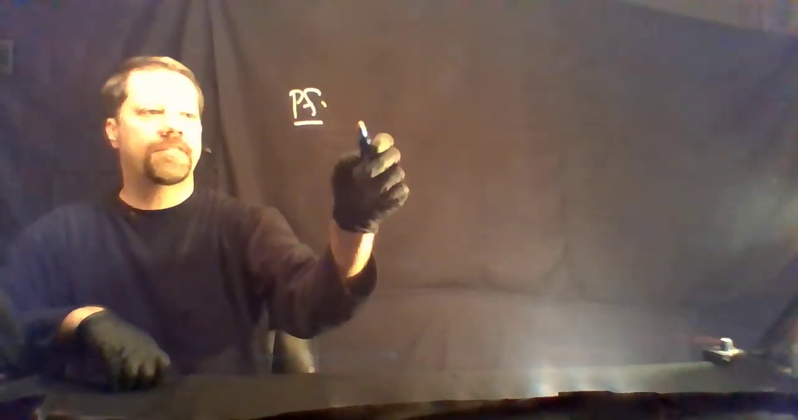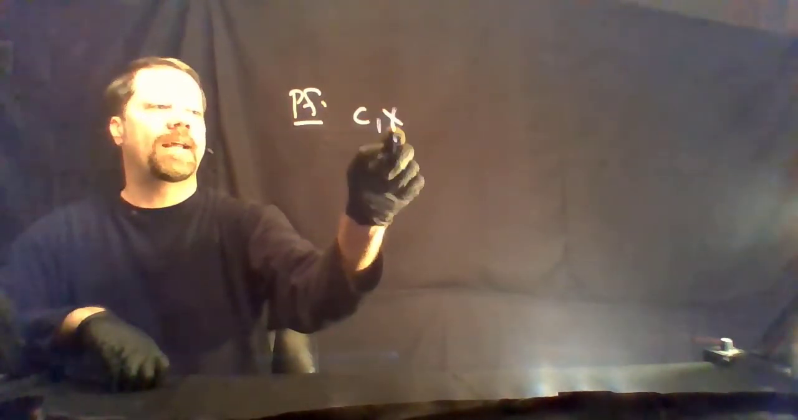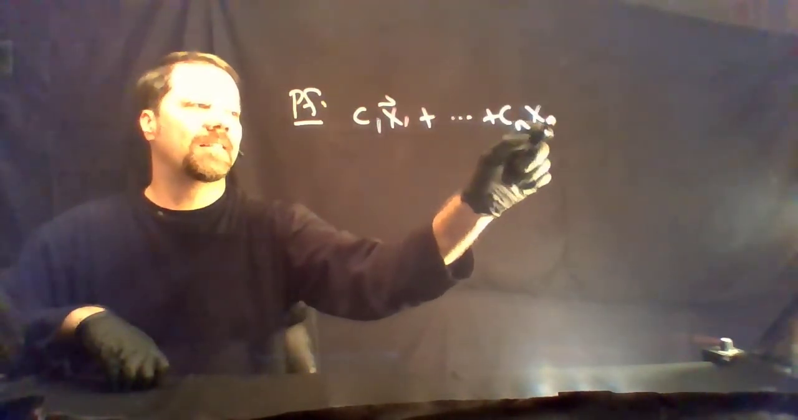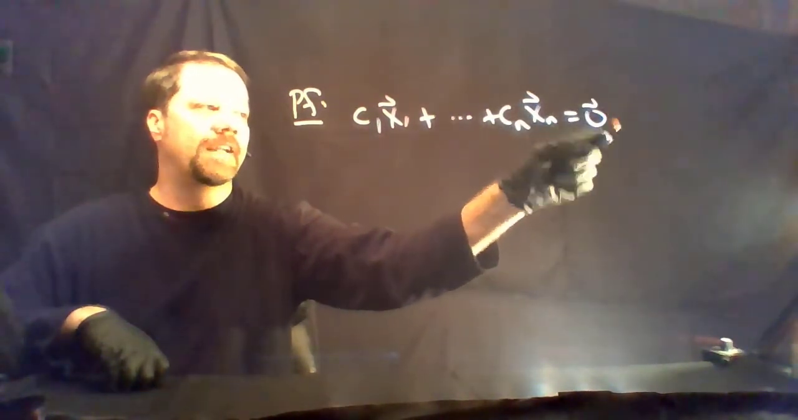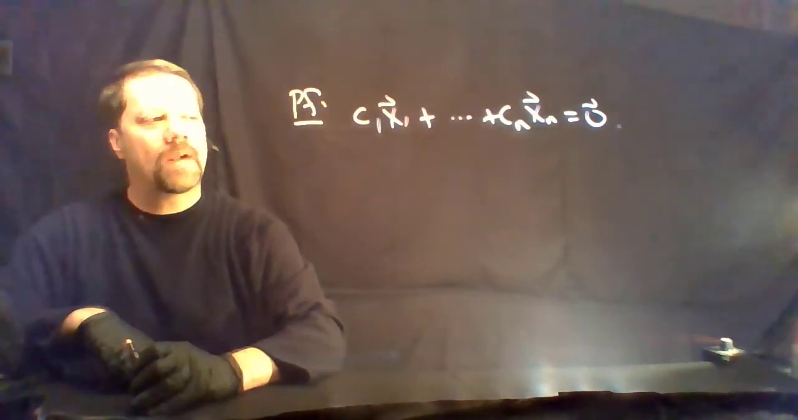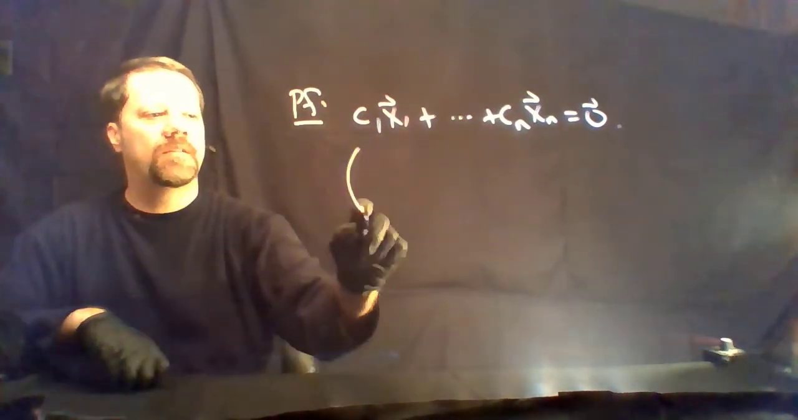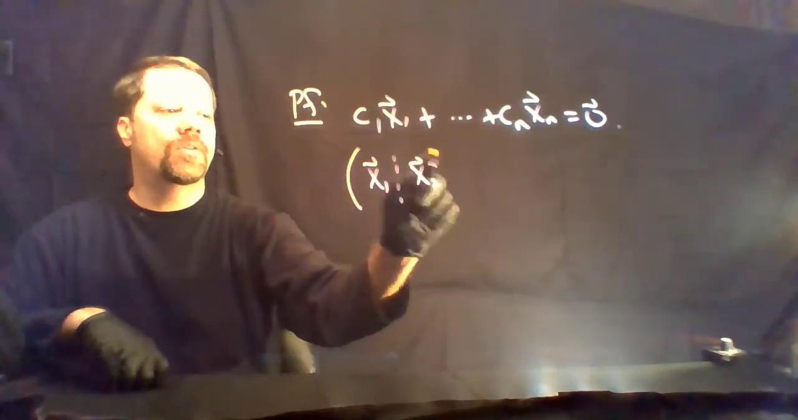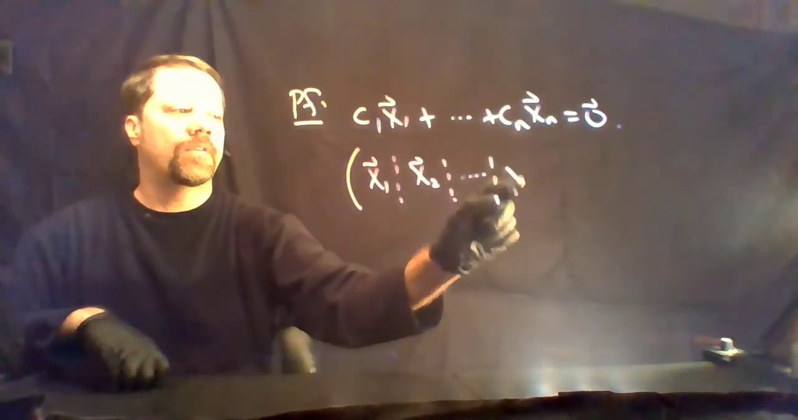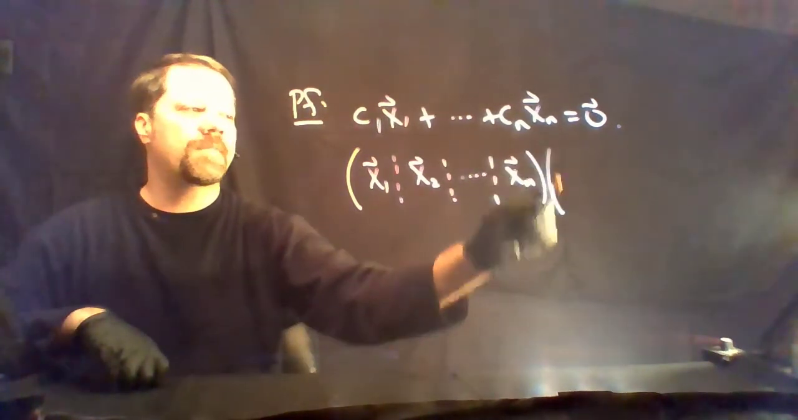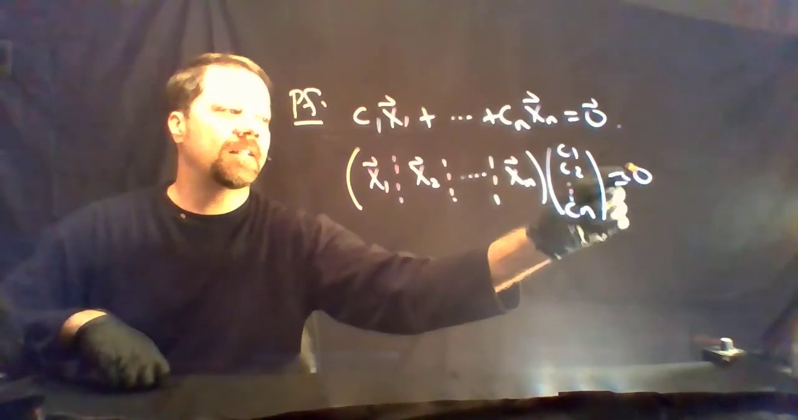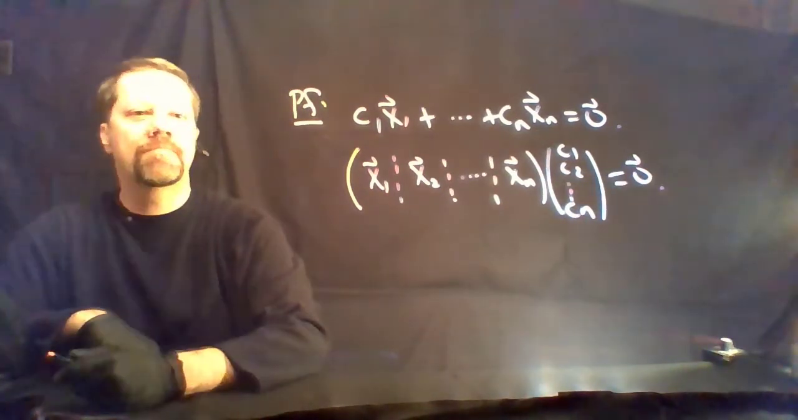Suppose you have C1 x1 through Cn xn equal to the zero vector. We can write this in matrix form. The matrix with columns x1, x2 through xn times the vector c1, c2 through cn equals the zero vector.